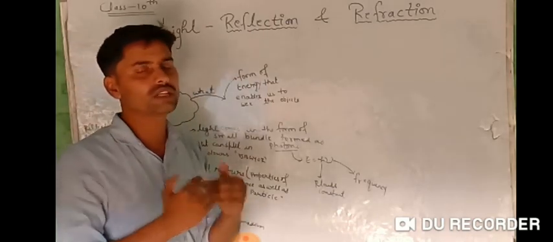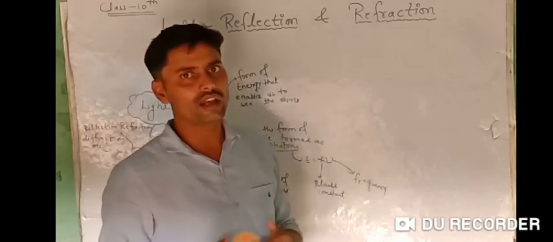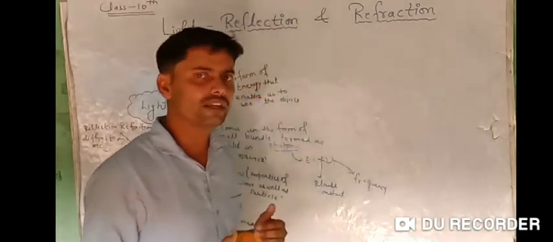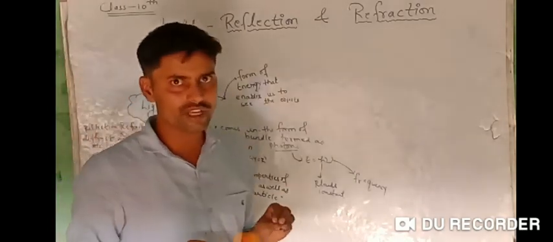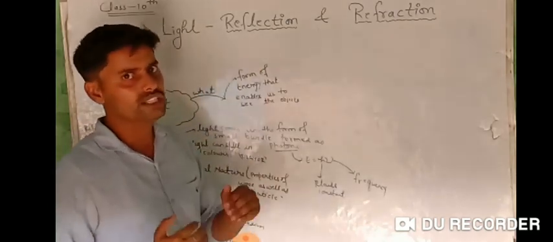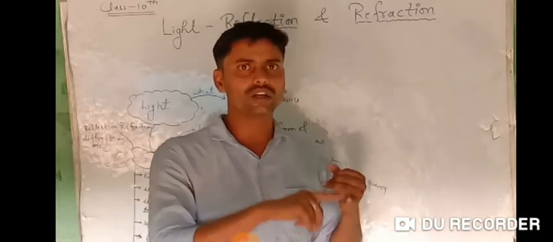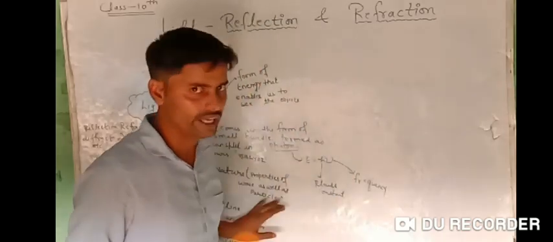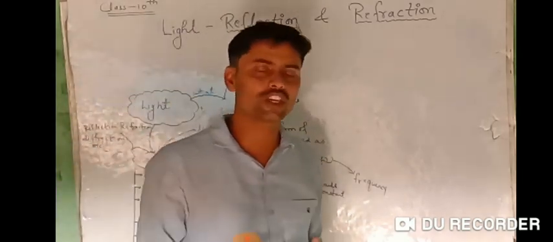It always travels in a straight line until and unless any object or obstacle comes into its path. Next property, it doesn't require any medium to travel. Light waves, being electromagnetic in nature, don't require any medium to travel. As we studied in the chapter on sound, sound requires some medium to travel, either air or liquid or solid. But in the case of light, it doesn't require any medium. It means it can travel in vacuum also.